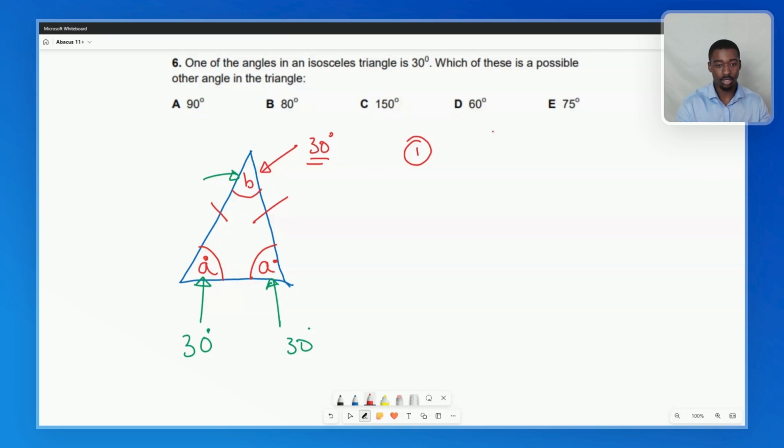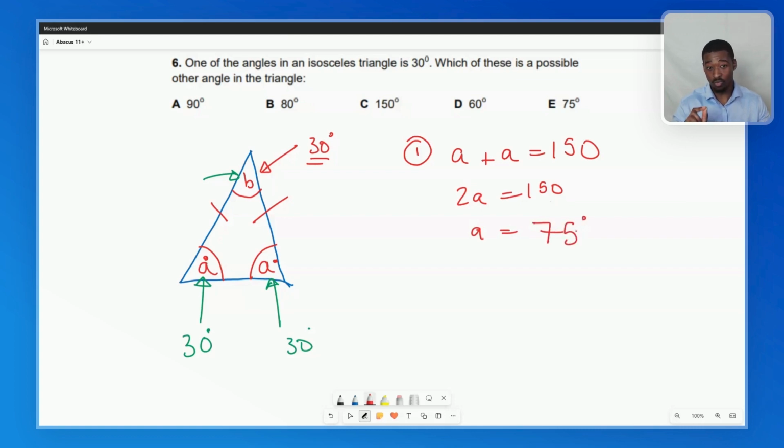must add up to give us 150, right? It's the 180 of the entire triangle minus this 30 for angle B. 180 minus 30, giving us this 150. And if we know that A plus A is 150, that means 2A is 150. And if we divide both sides by 2, left-hand side and right-hand side of the equation, then A has to equal 75 degrees. So that's one of the options, right? We have 30, 75, 75.